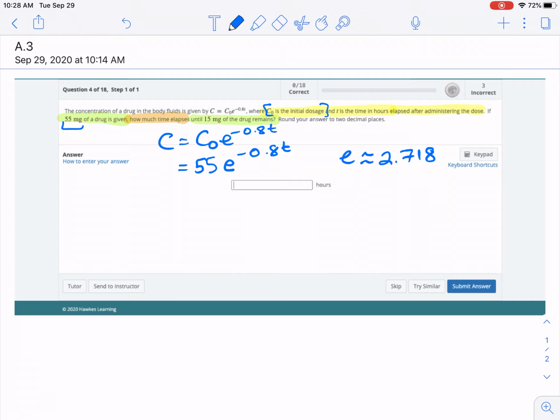For our C, that's the final amount of the drug. In this case, there are 15 milligrams remaining after some time t. So now we note that we really just have one variable to solve for, which is t. So the first thing that we're going to do is divide both sides by 55 and just leave that fraction on the left-hand side. We don't need to reduce that just yet.